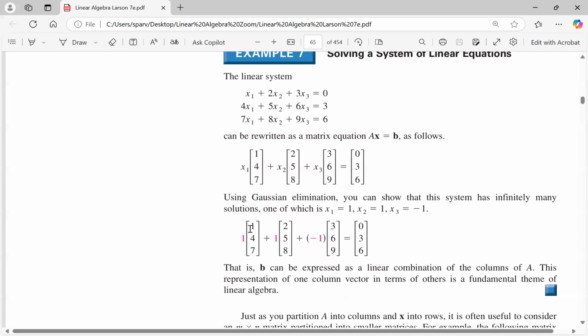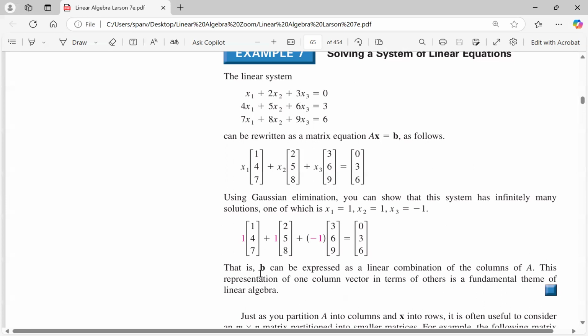If you do 1 times 1, 4, 7, plus 1 times 2, 5, 8, plus negative 1 times 3, 6, 9, you're going to do 1 plus 2 minus 3. That's 0. 4 plus 5 minus 6, that's going to be 3. 7 plus 8 minus 9, that's 6. So they just want to show you that the solution they have here works. The left side equals the right side.